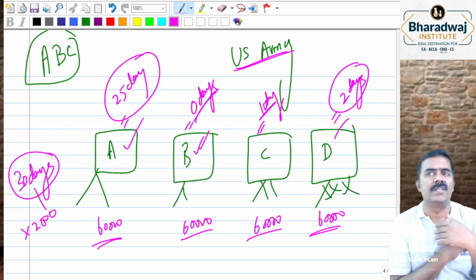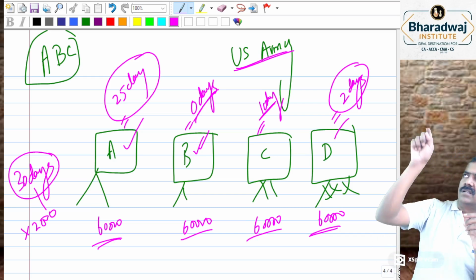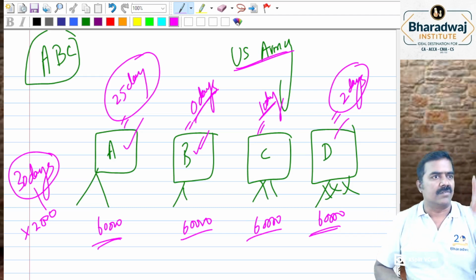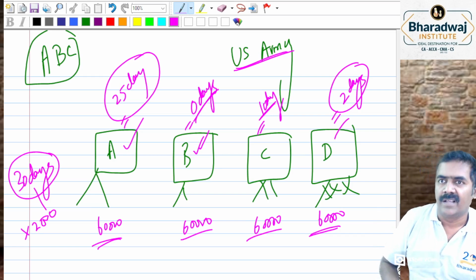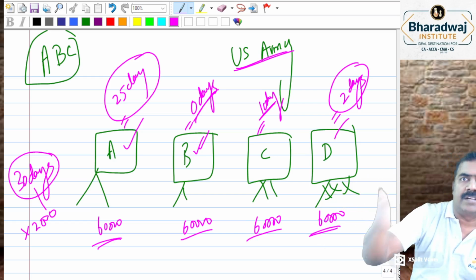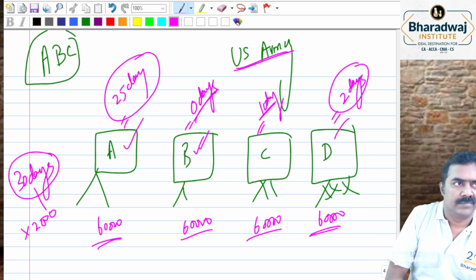They will say solve using the ABC method. How to solve? Work out the activities, the cost will be there, the number of activities will be there, work out the rate per activity. Depending upon the activity done to the customer, you charge.